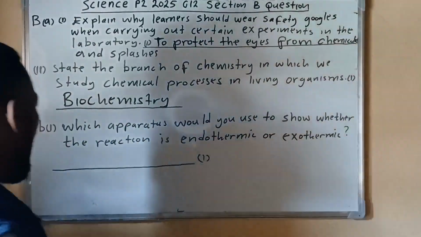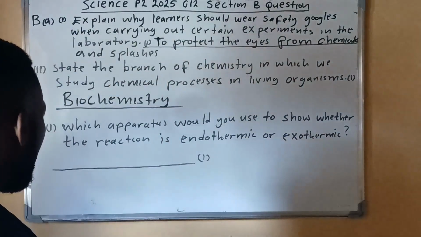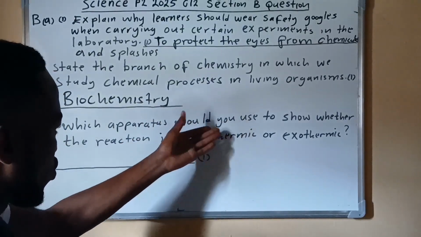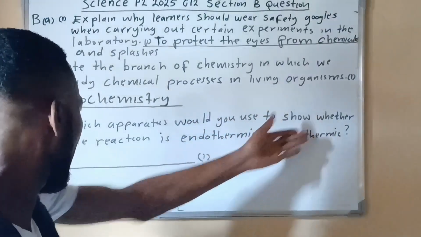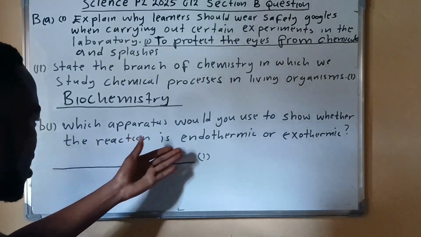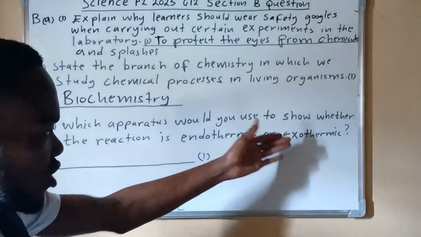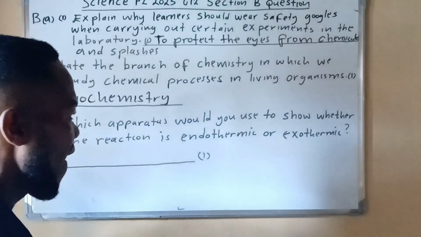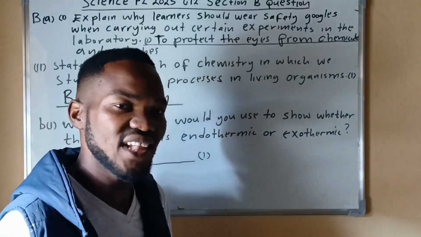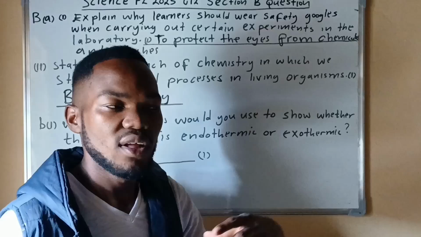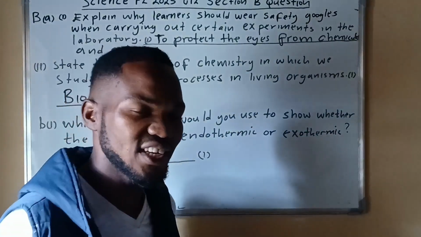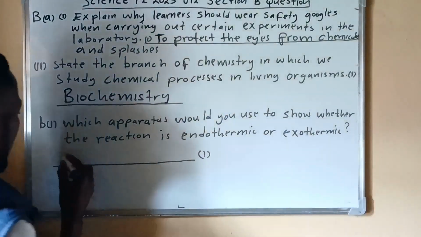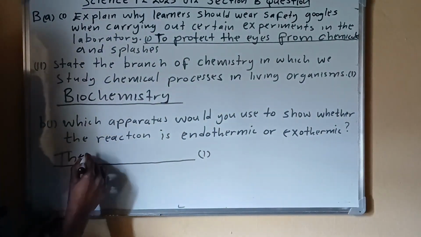So let us look at question B1. It was saying, which apparatus would you use to show whether the reaction is endothermic or exothermic? So what you need to understand is that the apparatus that you can use to show whether an experiment is an endothermic or exothermic reaction is, you can say, the thermometer.